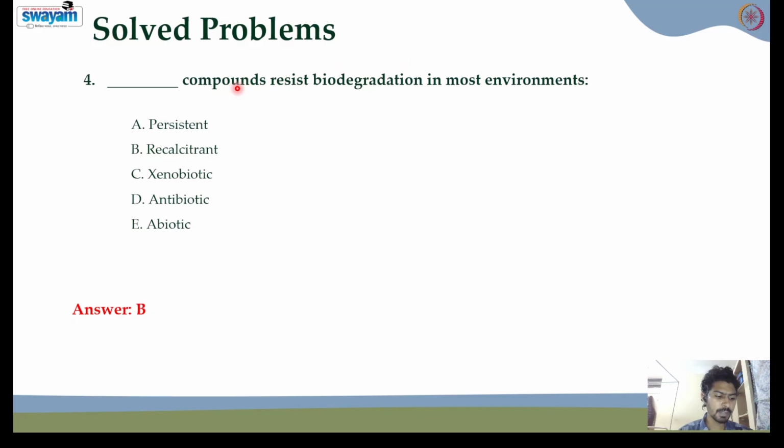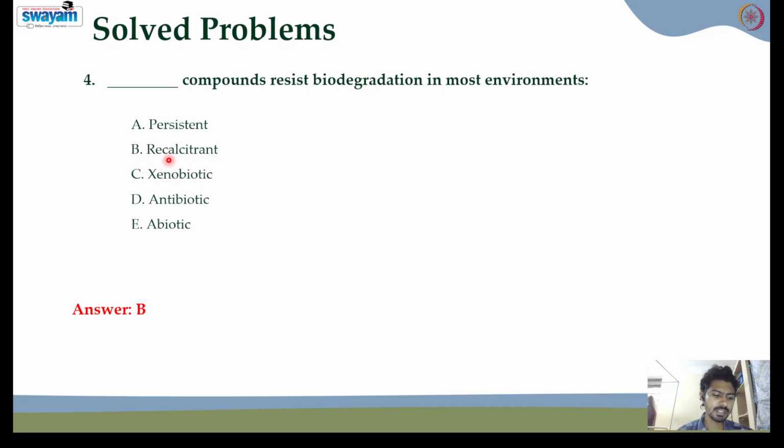Whereas persistent, the term itself denotes they will stay for a long period of time. But that doesn't imply they are resistant to degradation, right? It may stay for a long period of time, but if we use an appropriate microorganism, it can be degraded. Whereas recalcitrant compounds resist biodegradation. We have to go for other approaches like advanced oxidation or physiochemical approaches first to reduce the recalcitrant nature, then we can go for biodegradation.